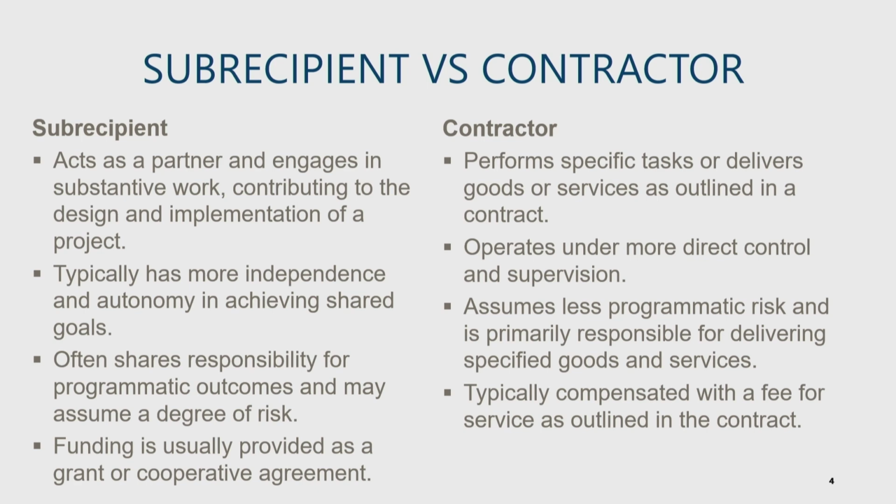So now that we've talked about some characteristics of a subrecipient, let's go through a little bit of a contractor. So a contractor will perform a specific task and deliver goods and services as outlined in a contract. A contractor may operate under more direct control and supervision than a subrecipient, which may result in the contractor assuming less risk. They're primarily responsible for delivering a specific good or service. In essence, a subrecipient is more of a collaborative partnership, and a contractor is more of like hired for a specific or common goal.